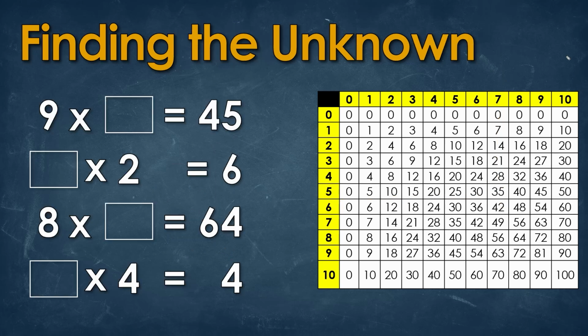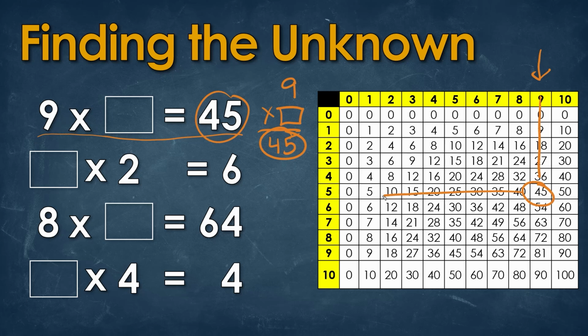Now let's find a couple more of these unknowns. So you'll notice that we have a different format here, but it's still the same thing where we have 9 times a blank is going to equal 45. It's just in a different format. So let's take a look. We have 9, so we know we're multiplying 9 by something to get 45. So let's work our way down, and we'll see that 45 is here. If we work our way back, it's going to be 5.